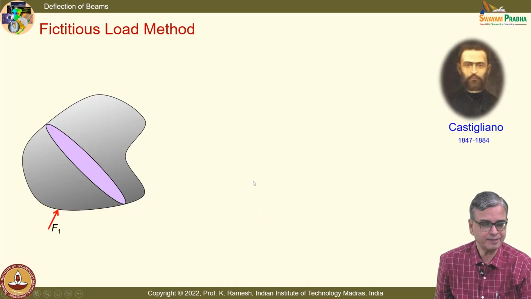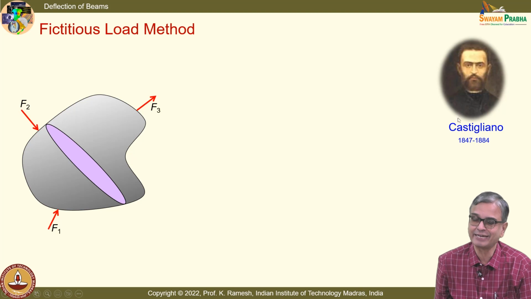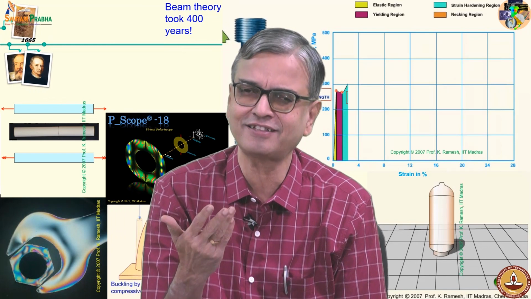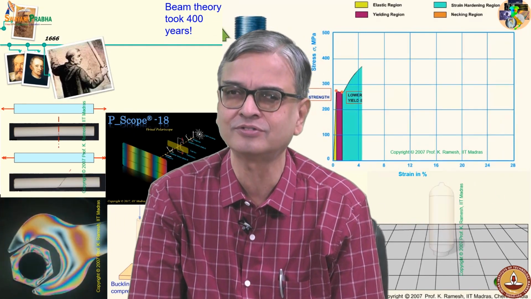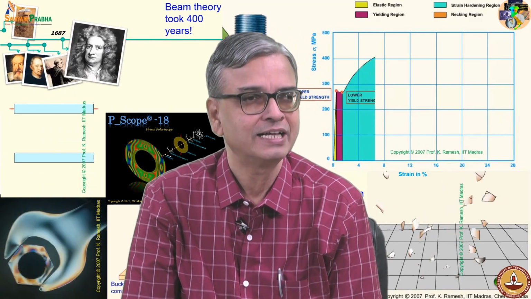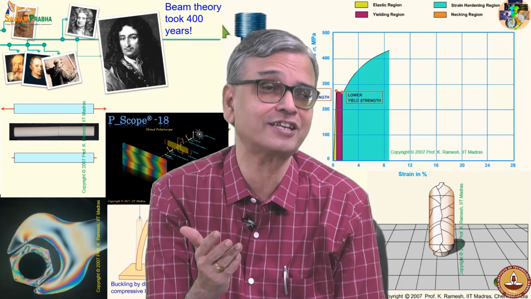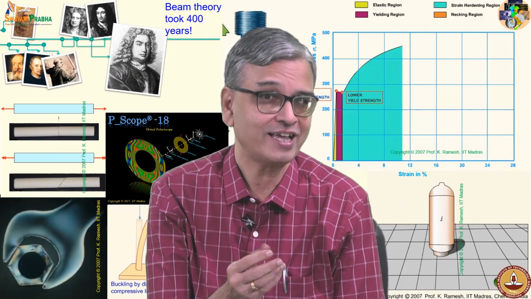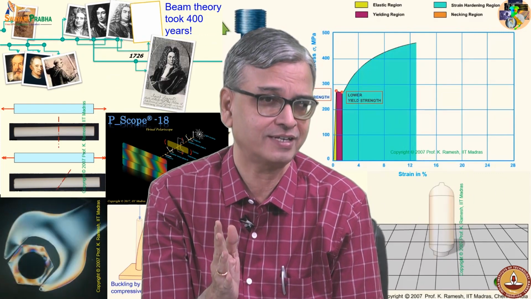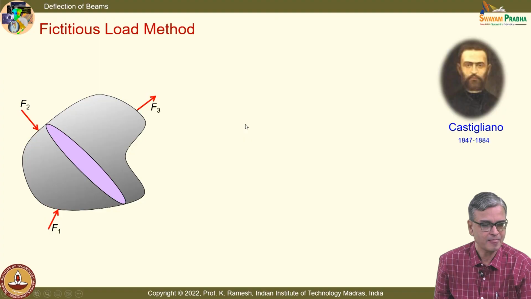We have also developed a method called the fictitious load method in continuation of the energy approach. This was by the theorem propounded by Castigliano. If you look at history, he lived for a very short while, only 37 years. It's too young an age to leave the world. And the theorem was in his dissertation thesis. It was so powerful. It has really helped engineers to solve very complex problems.